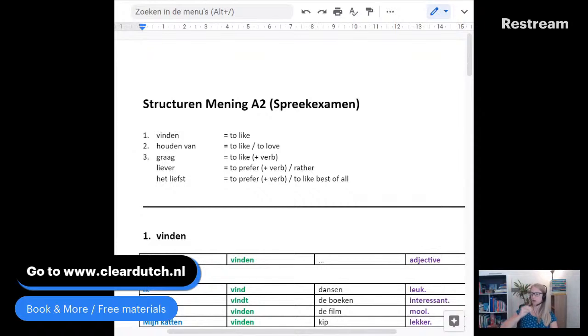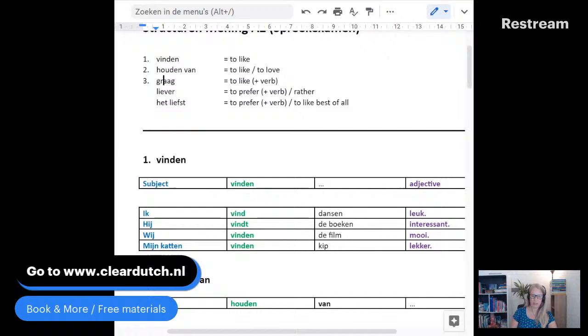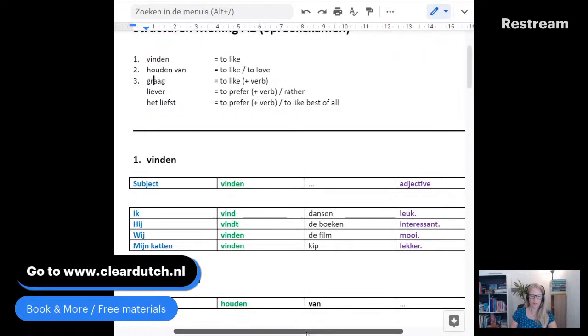In English, you would just say, I like pizza. End of story. That's very simple. Unfortunately, it's not that simple in Dutch. And there are actually three ways to say I like. So you can find them here. The first one is vinden. And vinden has its own structure. The second one is houden van, always with van. That one has its own structure. And the third option is graag. Okay, I'll get into each of them now.